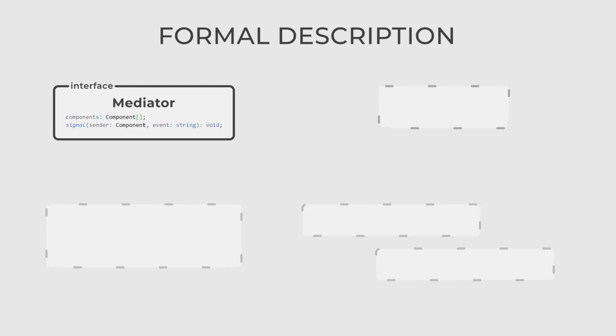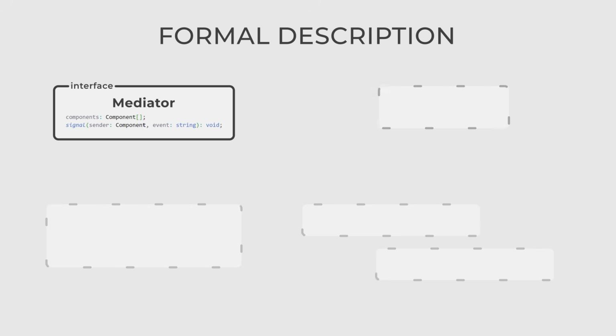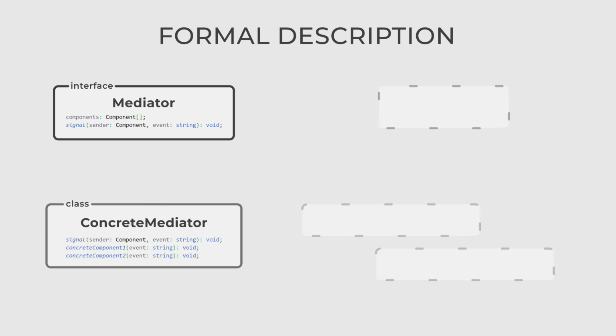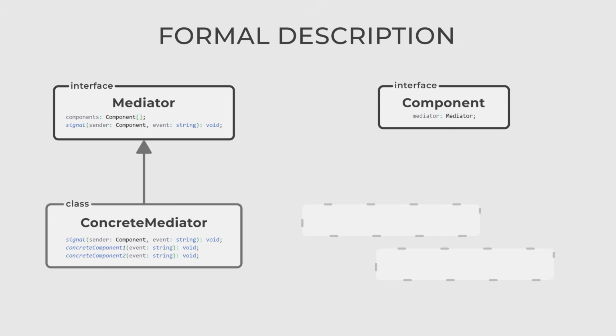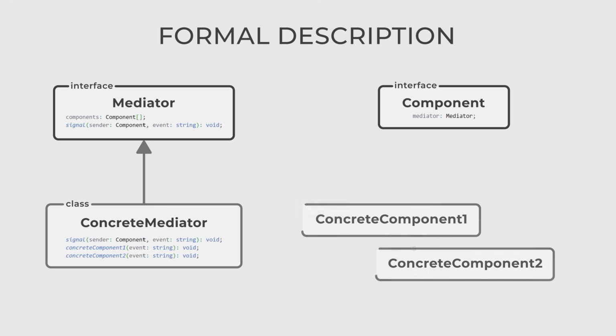There are 4 actors in this pattern. The first, mediator, is an interface that defines the communication methods that concrete mediators must implement. It also maintains references to the participating objects. The concrete mediator class implements the mediator interface and manages the interactions and coordination between the participating objects. Component is an interface that defines the communication methods that concrete components must implement. It maintains a reference to the mediator. And of course, concrete components are classes that implement the component interface and communicate with the other components through the mediator.